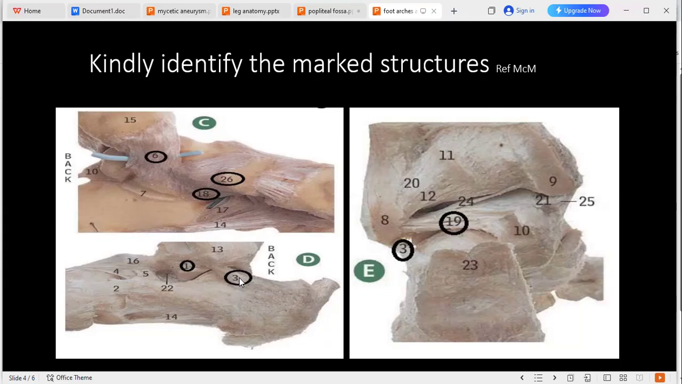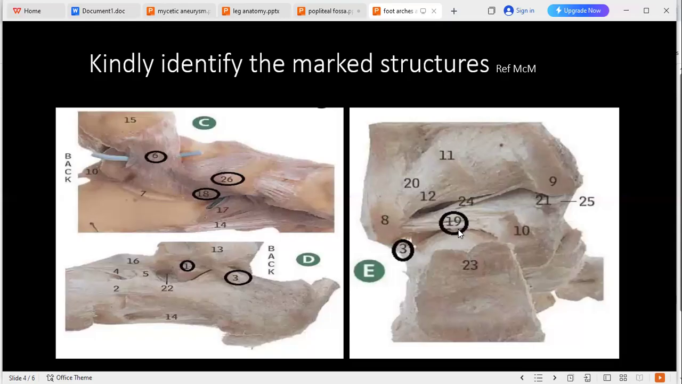This is the fibulocalcaneal ligament. No, calcaneofibular ligament. Yes. What is this 3? It is the same. Very good. 19. This is a posterior tibio-talar ligament. Posterior talofibular ligament. Yes. Okay.